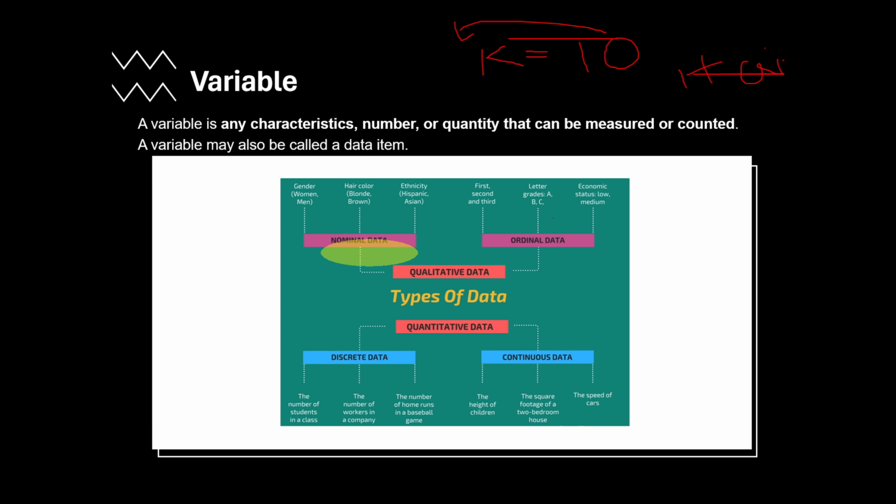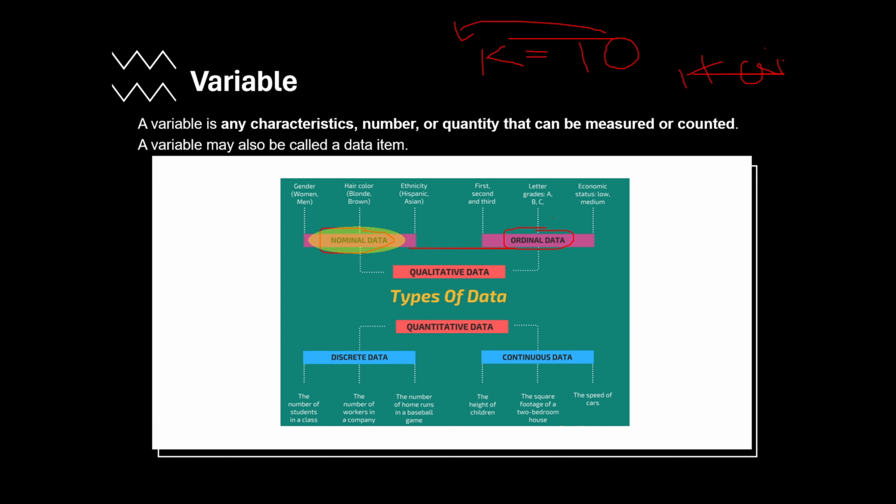So let's discuss further. There are two types of data. Number one is qualitative data. Number two is quantitative data. This is the backbone of statistics. Qualitative data is then divided into two. Number one is nominal data and the second one is ordinal data.